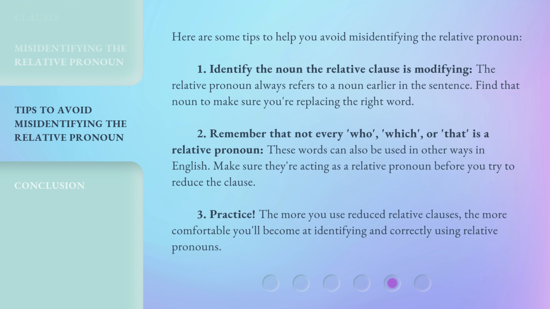Number 2: Remember that not every who, which, or that is a relative pronoun. These words can also be used in other ways in English. Make sure they're acting as a relative pronoun before you try to reduce the clause. Number 3: Practice. The more you use reduced relative clauses, the more comfortable you'll become at identifying and correctly using relative pronouns.